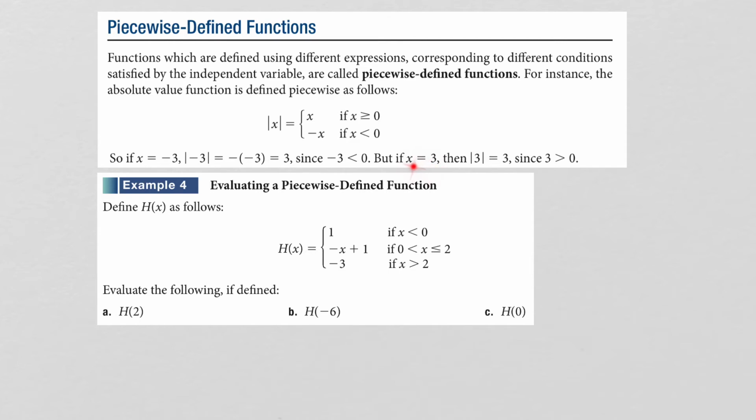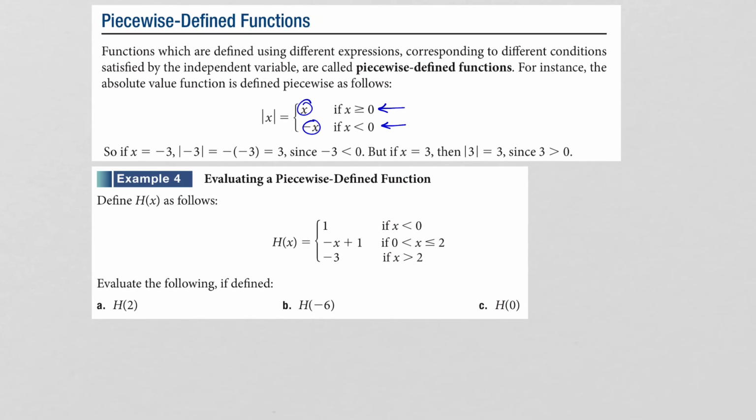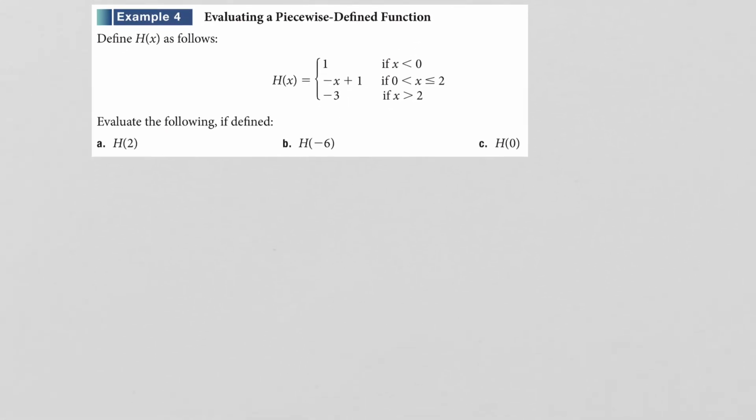But if x was equal to positive 3, then the absolute value of 3 would simply be 3, because since 3 is a positive number, we would use this part of the piecewise defined function. So in a piecewise defined function, you basically have multiple functions, and you have to decide which one to use depending on what they tell you about when to use it. Okay? So let's take a look at the example below here for more understanding.